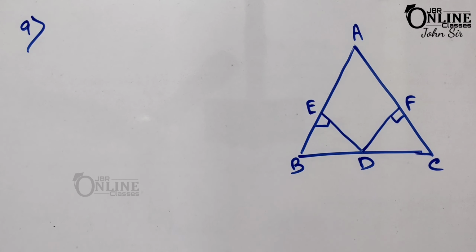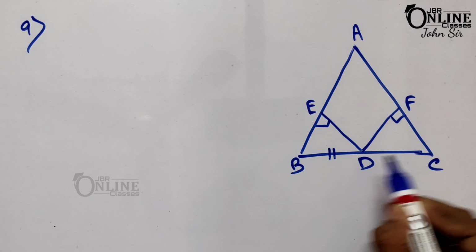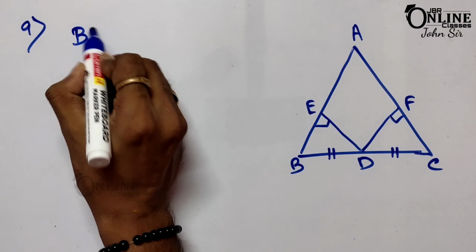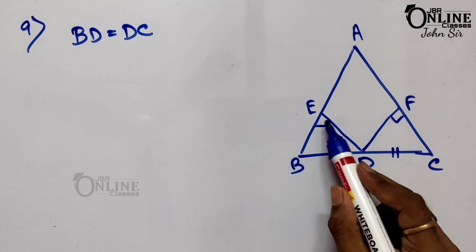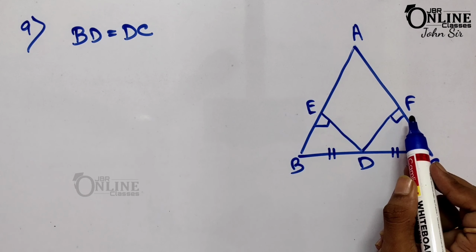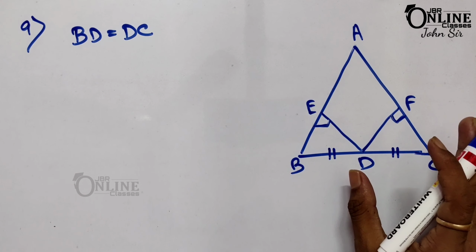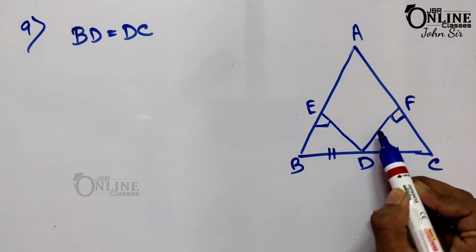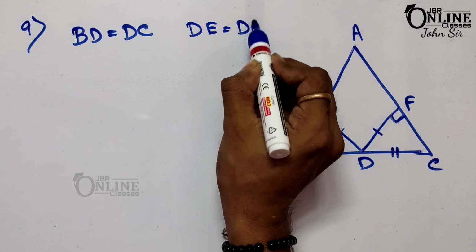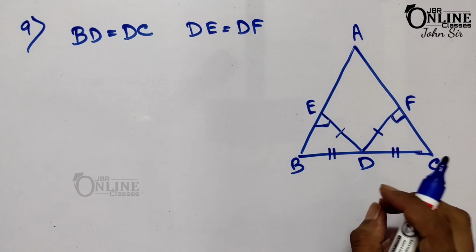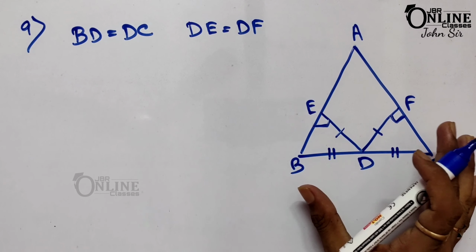In sum number 9, in the adjoining figure, D is the midpoint. If D is the midpoint, that means BD equals DC. So you can write down here BD equals DC. Now the next one, DE and DF are the perpendiculars on AB and AC respectively, that means these two angles are 90 degrees, such that DE equals DF, also given. Now prove that triangle ABC is an isosceles triangle.